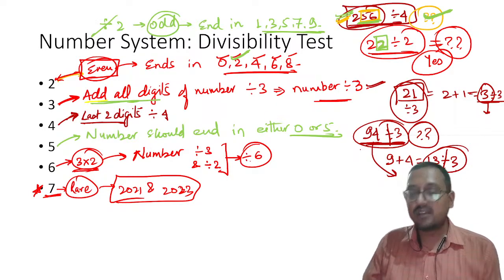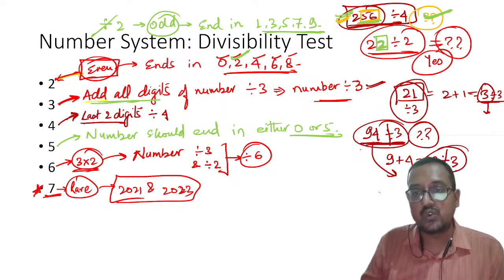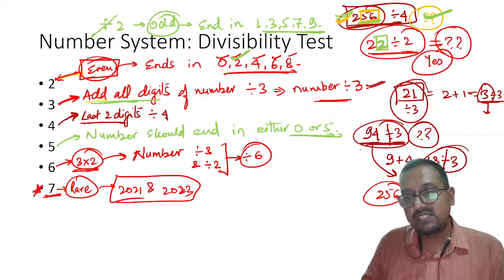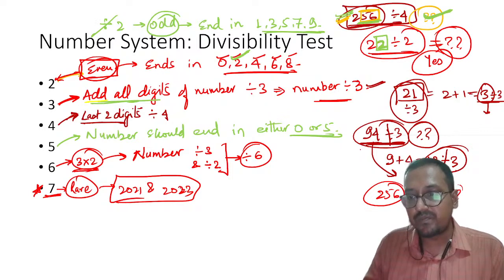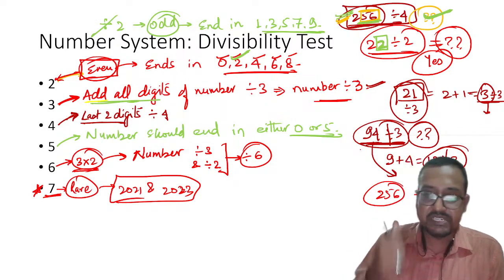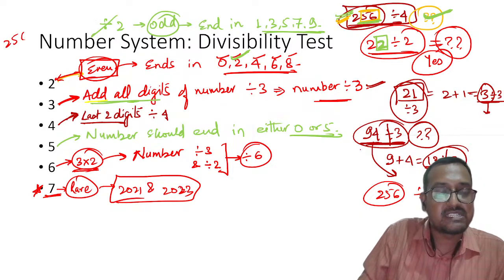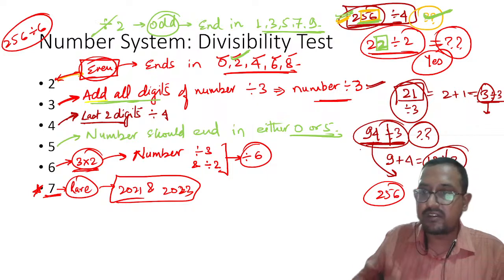Understood? So any number, if I give, let us say I will give you 256. Is it divisible by 6? Yes or no? Even number divisible by 6. Yes, Abhishek, you have put it in very nice way. Please now tell me 256, is it divisible by 6 or not?